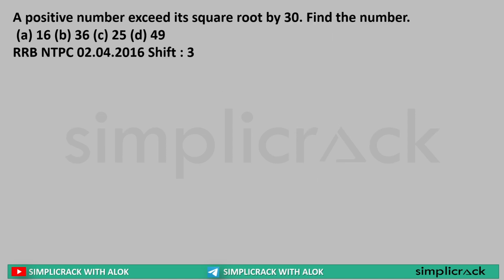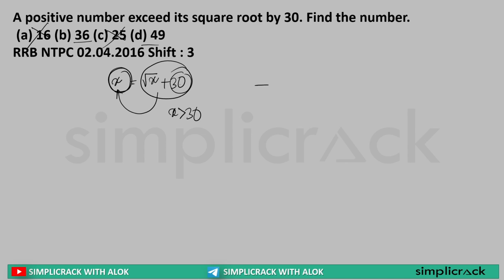Next. A positive number exceeds its square root by 30. If x is a positive number and this is its square root, that is square root of x, if I add 30 to it, I will get the same number. That is what it is saying. First of all, this means whatever number I take should be 30 plus the square root of that. That means this number itself is greater than 30, so the smaller options are out. Yes or no? Yes.